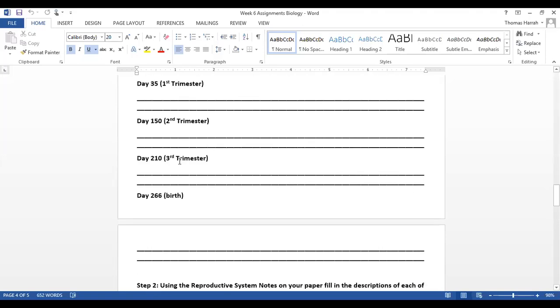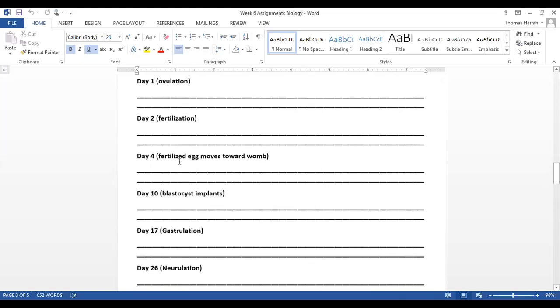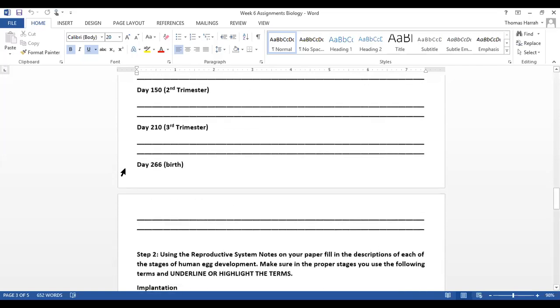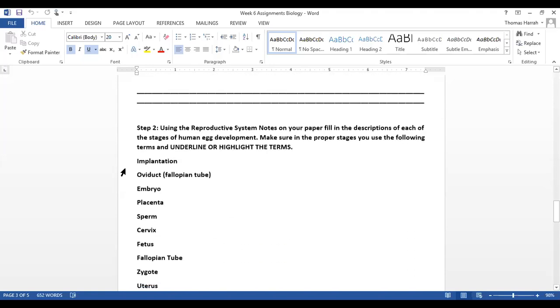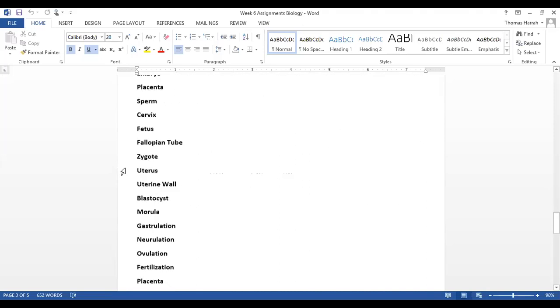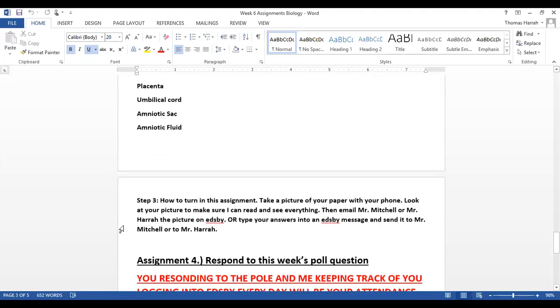This seems like a lot, but when you start looking at the notes, you'll see how easy it is, and this isn't really that bad. Okay, so once you get it all filled in with the descriptions, using all these words here, step 3, you're done. It's how to turn it in.